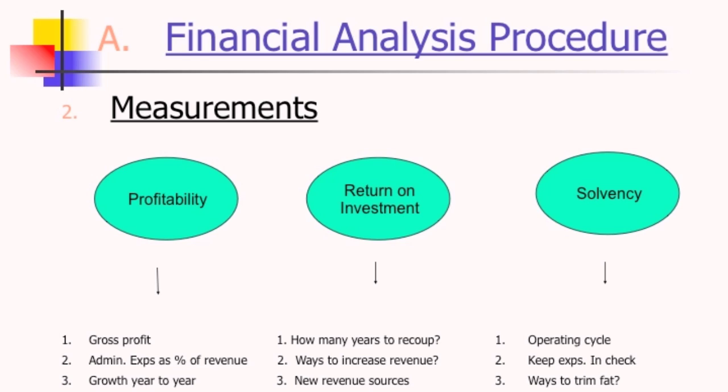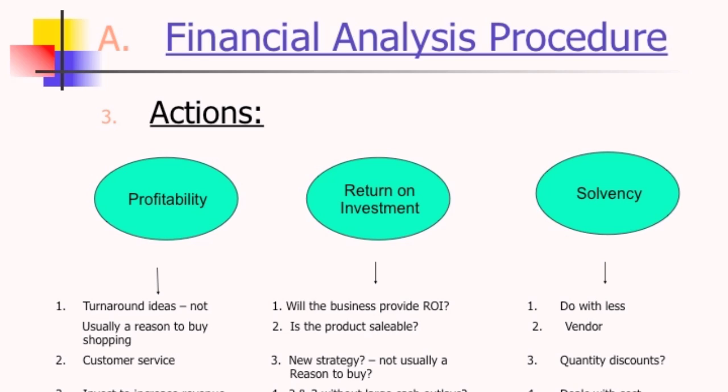So these measurement points, they're just measurements that are under the 3 parameters. When we look at the 3 parameters, we have certain measurements that we want to do. And this is all part of our due diligence process. We're measuring the profitability, return on investment, and solvency of the business. Third off, we take action based on those measurements.